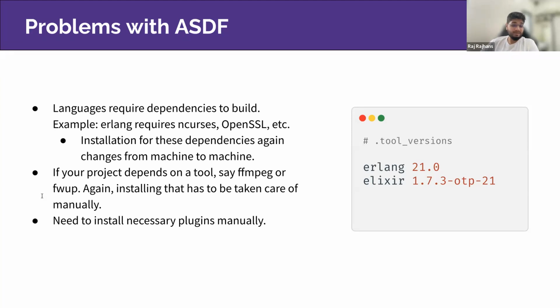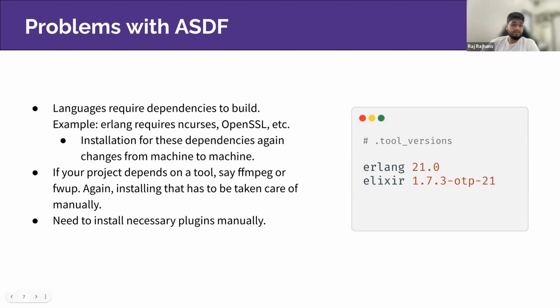And then next up, if your project depends on tools like Postgres or FFmpeg, then the correct version of that also must be globally installed in the operating system. And then again, the problem is the same. Installation for that depends on system to system. So you go into this deep rabbit hole where you keep searching for how to install this for Windows, how to install this for Macs, things like that, right?